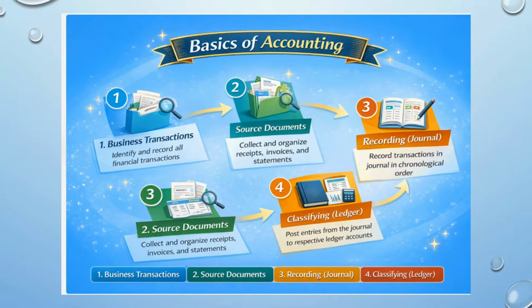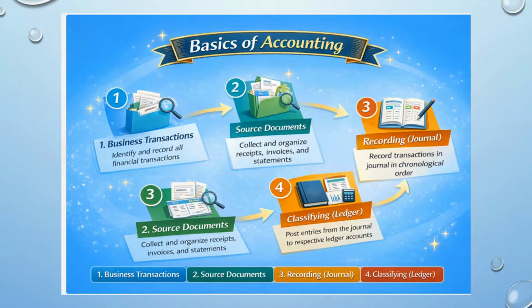Now, when you're talking about the basics of accounting, the first one is the business transaction. What does it mean by business transaction? Identify and record all the financial transactions. For example, if you are purchasing a raw material, a fixed asset, a fridge or any other furniture, you are identifying the transaction, and then recording all your financial transactions to ensure that they have been recorded in the books of accounts.